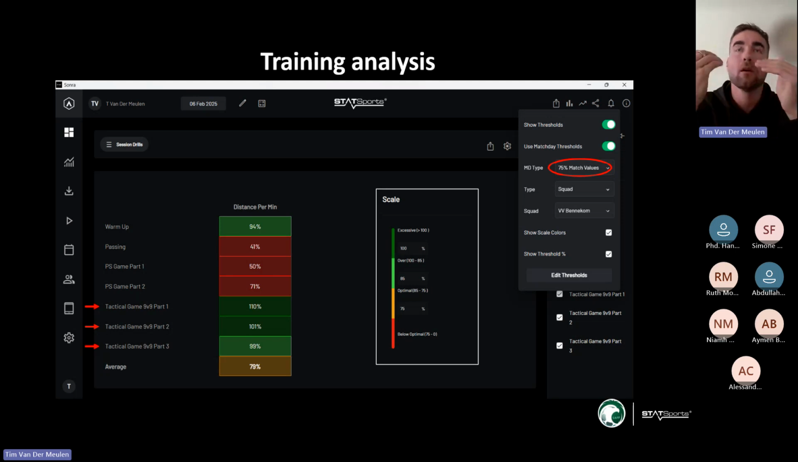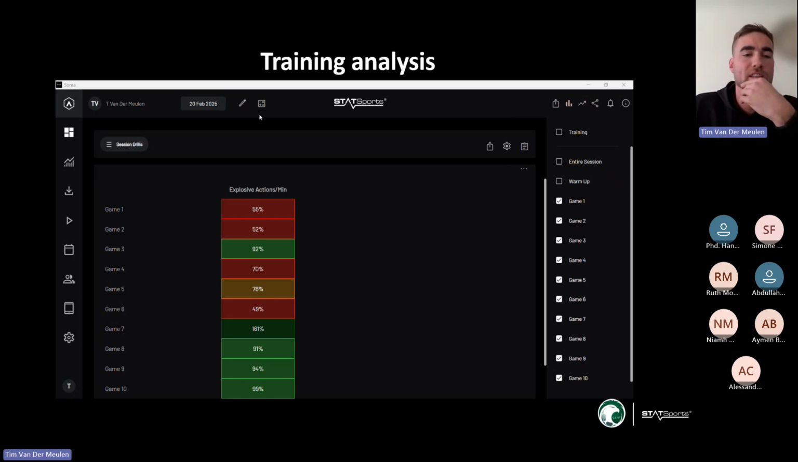So if you are aware of the specific goals that you've set, based on the distance per minute, you can easily give feedback after each part during the training on whether or not you've reached that intensity. So being able to set thresholds during the training.